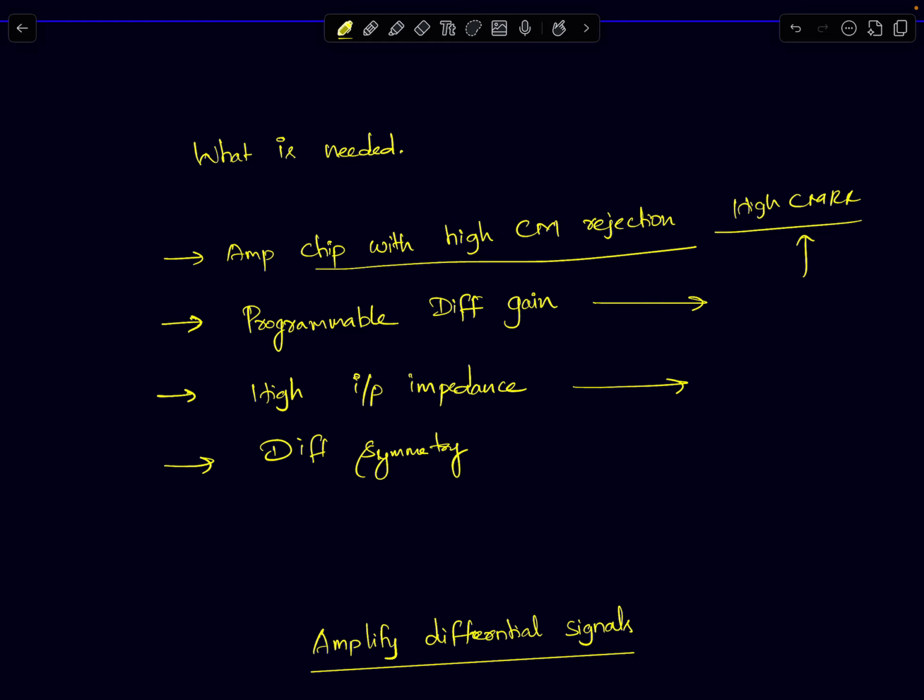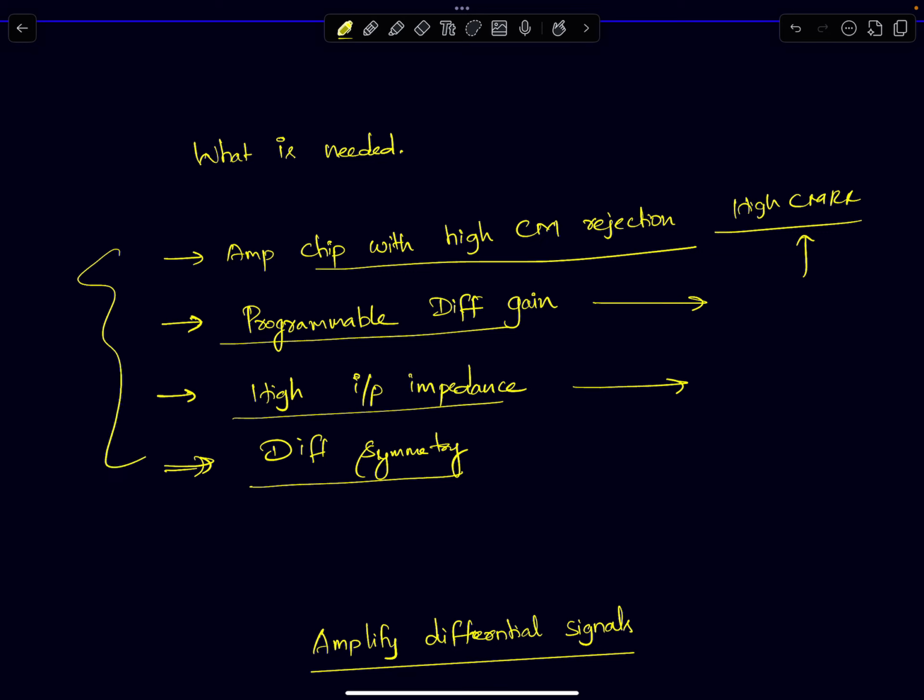And of course, other things are high input impedance, and preferably anytime you have a differential circuit, it should exhibit some kind of differential symmetry. And programmable gain. These are the things we need in an instrumentation amplifier. An instrumentation amplifier is just a differential amplifier, okay, with an added condition that its CMRR has to be exceedingly high.